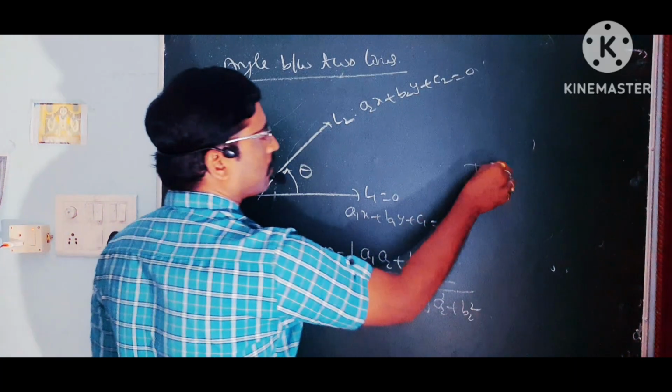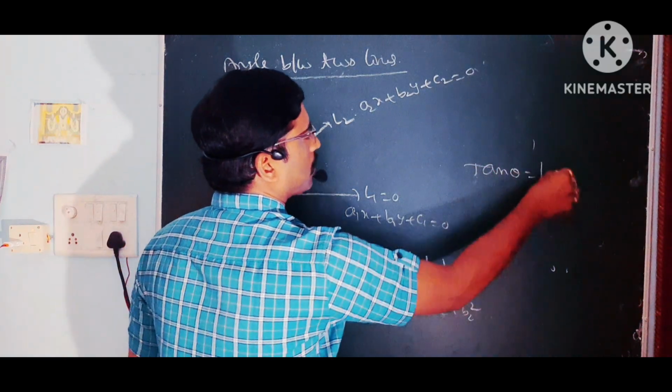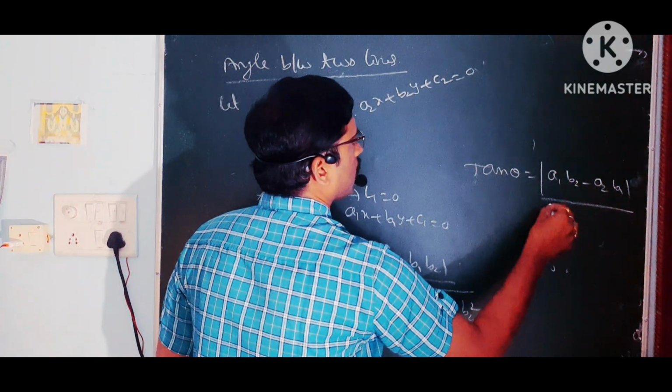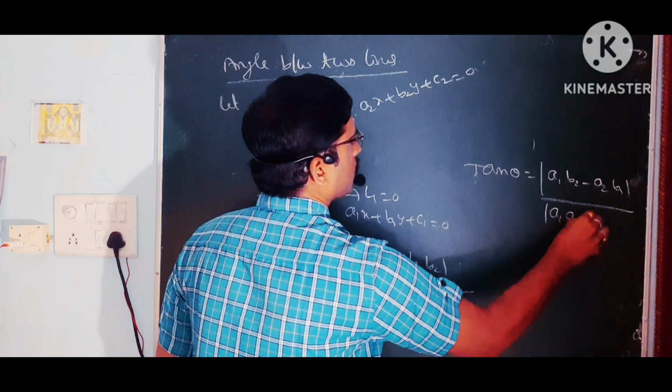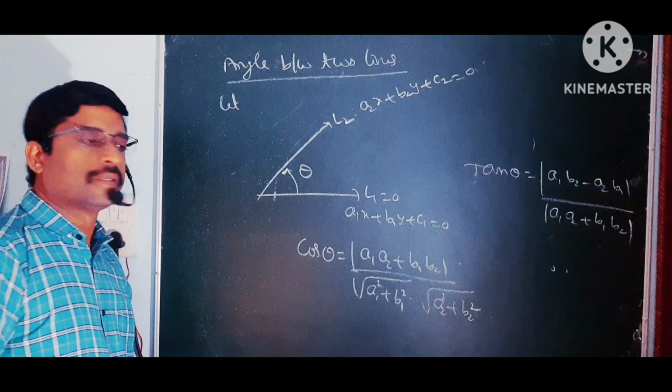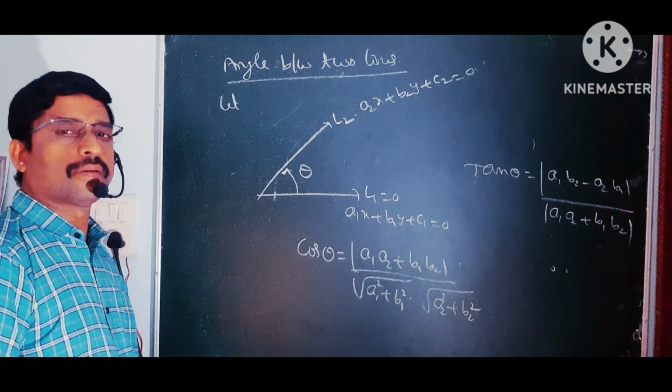Tan theta is equal to modulus of A1 B2 minus A2 B1 by A1 A2 plus B1 B2. These two formulae are most important.